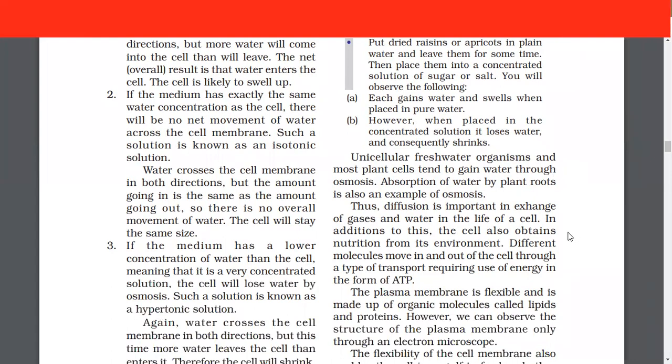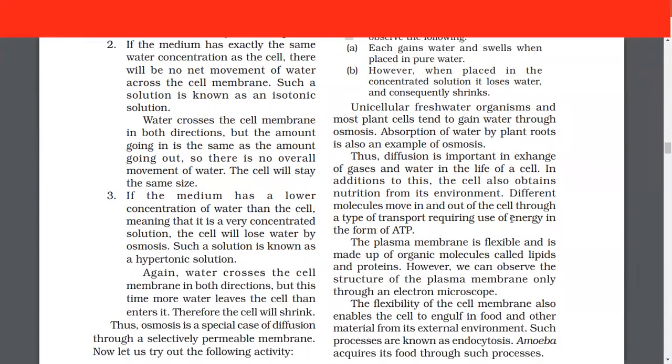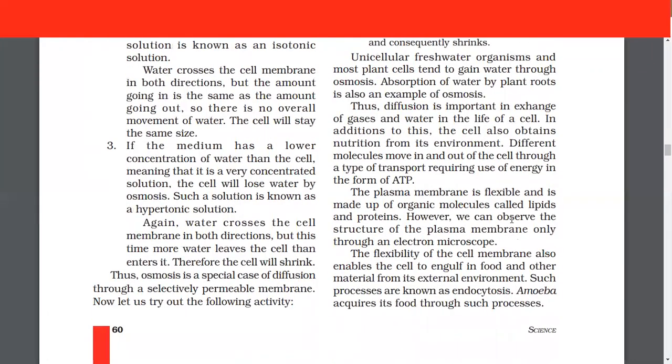Unicellular freshwater organisms and most plant cells tend to gain water through osmosis. Absorption of water by plant roots is also an example of osmosis. Thus, diffusion is important in exchange of gases and water in the life of a cell. In addition to this, the cell also obtains nutrition from its environment.